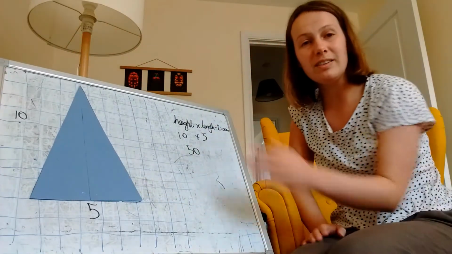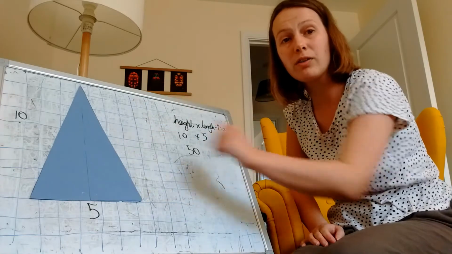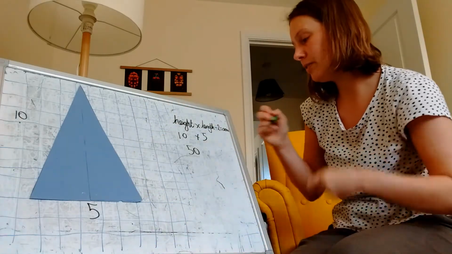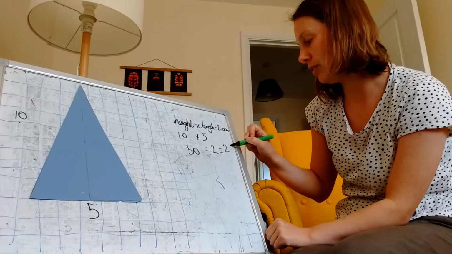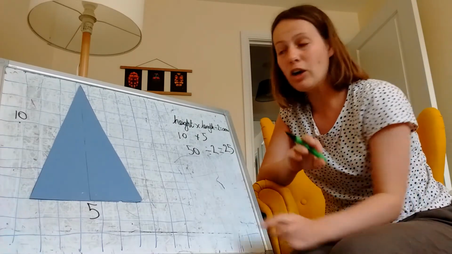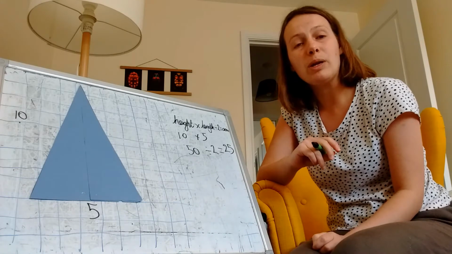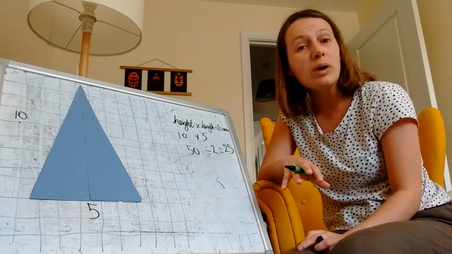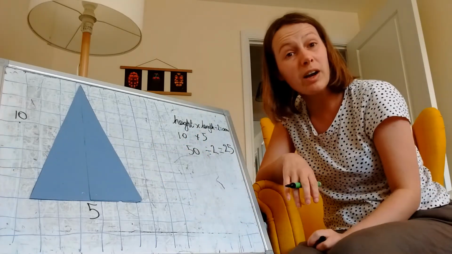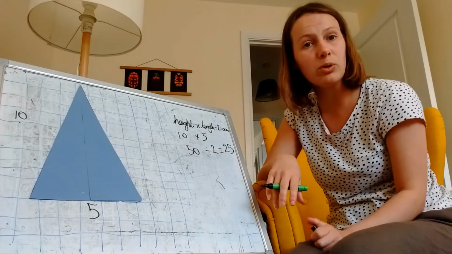There we go. So it's exactly the same shape, I've used half of it. So 50 divided by 2 is 25. So the area of this triangle is going to be 25 centimetres squared or metres squared, or in this instance just 25 squares because I'm working on the squared board.